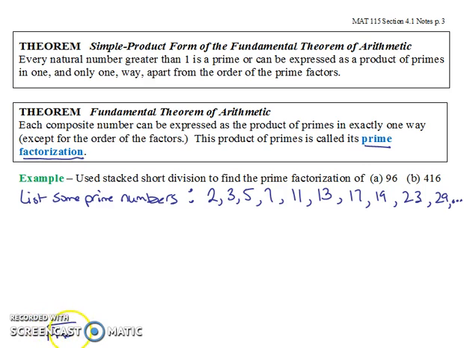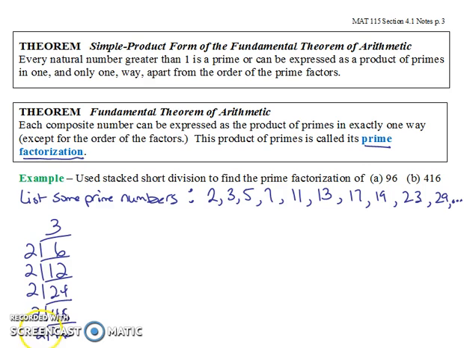We're just going to start with 96. We're going to divide it by 2, and we get 48. And we're going to divide that by 2, and we get 24. And we're going to divide that by 2, and we get 12. And I'm going to divide that by 2, and I get 6. And I'm going to divide that by 2, and then I get 3.